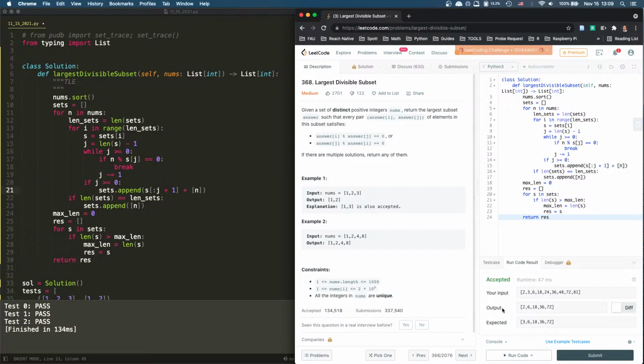Hold on. If I have 2, I want to find what will be the largest set that includes 2. So basically, we need to find the remaining values, right? So from the remaining values, we need to find the largest divisible set. This is how, if I find that, I can add 2 to it. Okay?